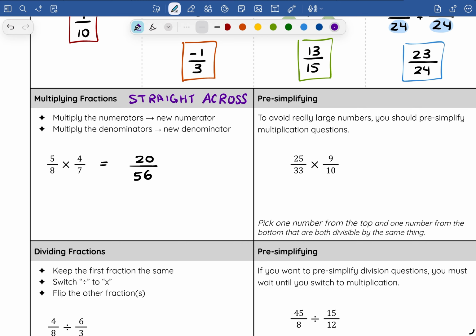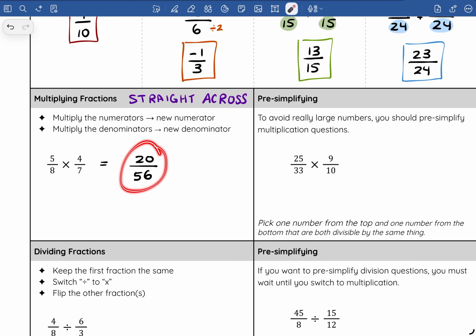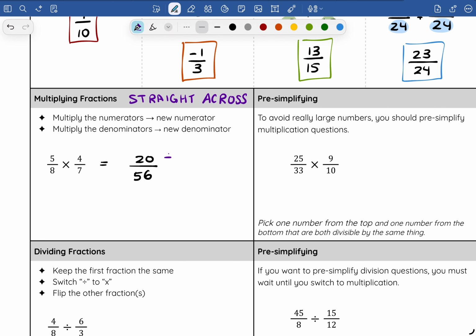And in this case, we didn't consider any pre-simplifying. But now we still have to simplify our answers. We ask ourselves, what could 20 and 56 both divide by? Yeah. Oops, why would I write a 5? There we go. And actually doing that, we'll get 5 over 14, I believe. Thank you. There we go.